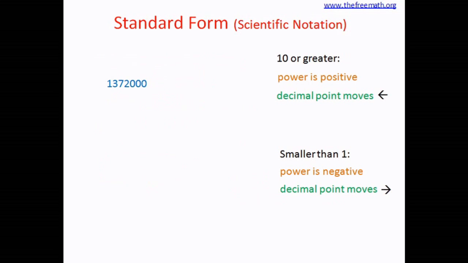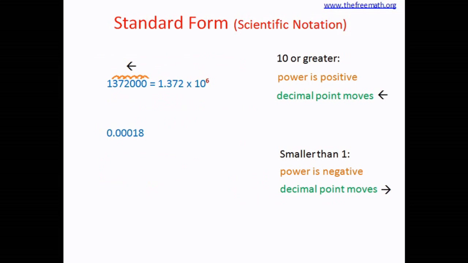So if the decimal point is after 1, the decimal point is going to move to the left and it is going to hop over 3 zeros, 2, 7 and 3. That means it is going to hop over 6 digits. So this number is going to look like this, 1.372 multiplied by 10 to the power of 6. The decimal point moves to the left, so the power is positive.